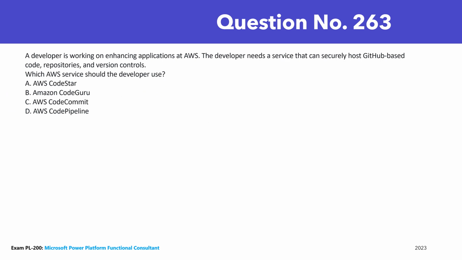A developer is working on enhancing applications at AWS. The developer needs a service that can securely host GitHub-based code repositories and version controls. Which AWS service should the developer use? A. AWS CodeStar. B. Amazon CodeGuru. C. AWS CodeCommit. D. AWS CodePipeline. Correct answer, C.